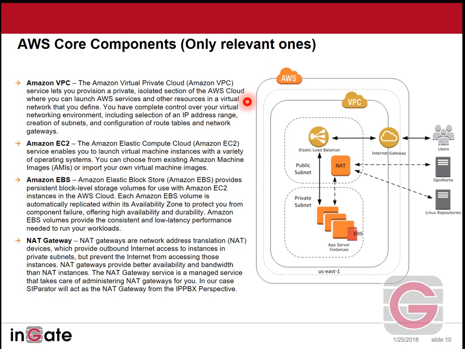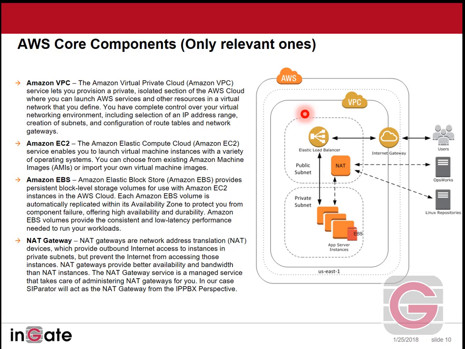So here on the diagram, we see the architecture of a specific layout of a VPC. You see the AWS cloud is the big container where all the VPCs are hosted. The VPC, which is your private cloud, is always hosted in one region. In the example you see here, it says US East 1. This VPC is hosted in the US East 1 region.